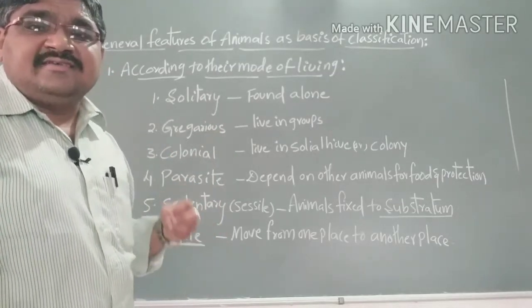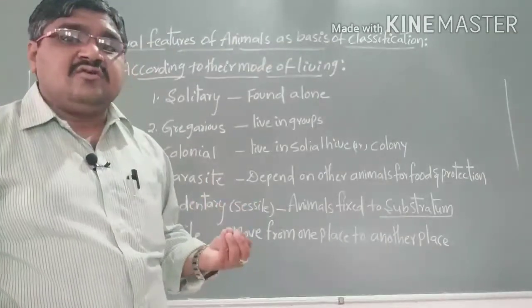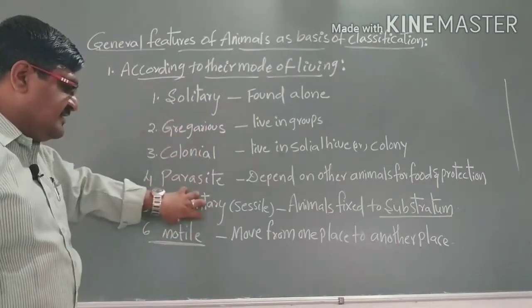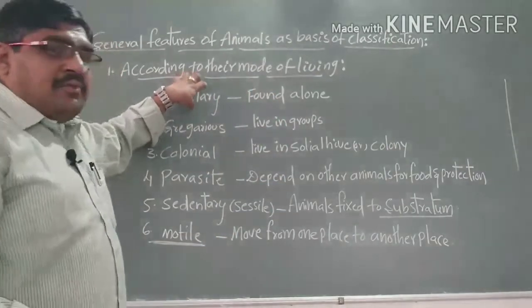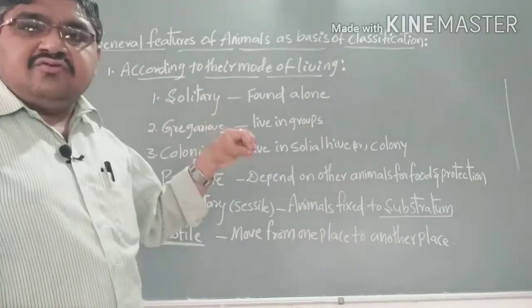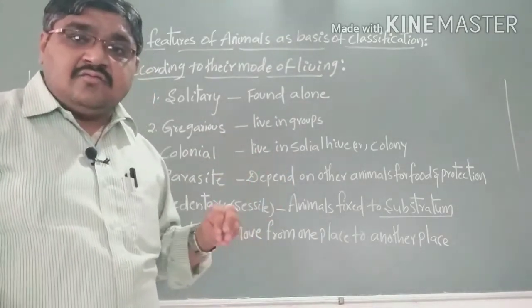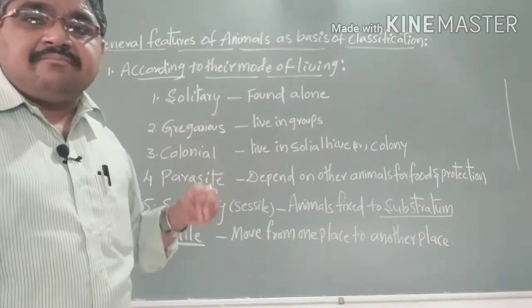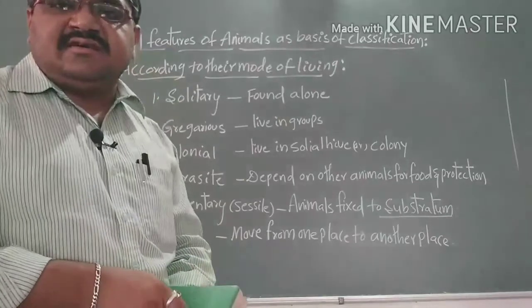So these are the six types of organisms. In animals, we will use these words only: solitary, gregarious, colonial, parasites, sedentary and motile. These are biological or zoological technical terms which we will use while going into future topics, while studying the characteristics and features of animals and phyla. So you have to know these technical terms. Next we will discuss the next topic.